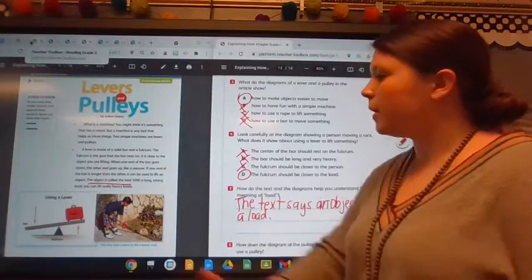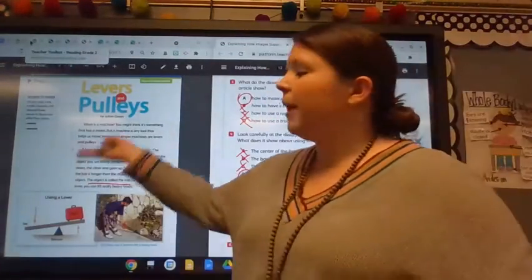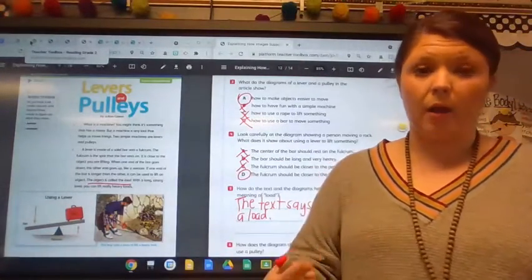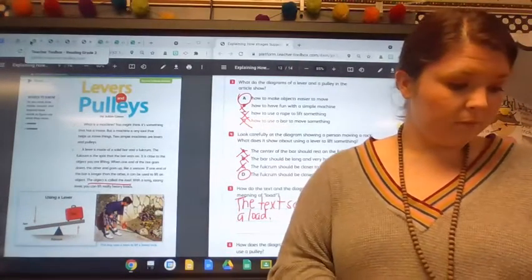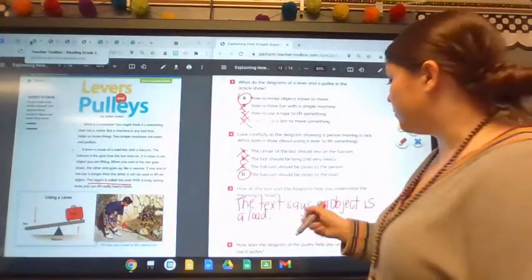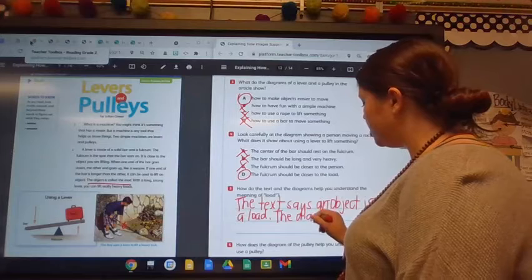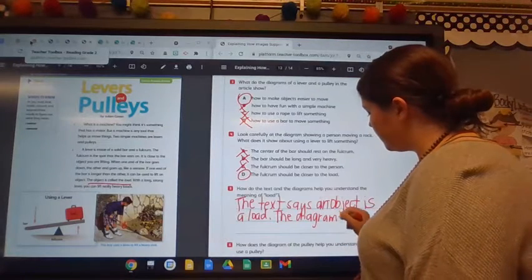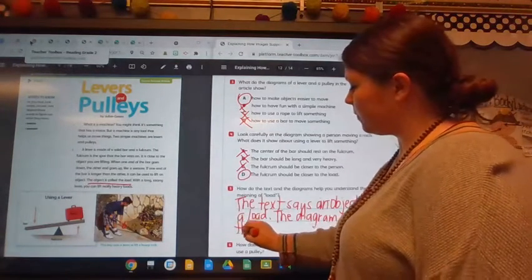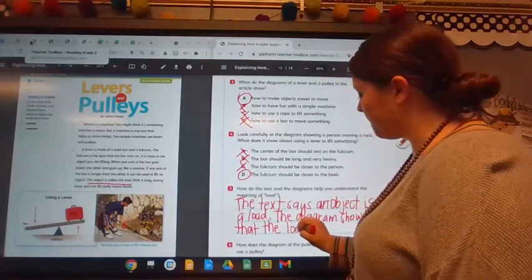Okay. Well, what do the diagrams show us about the load? We have the diagram here and then the diagram on page 305. What do they show us about a load? They show us that it's the thing that's being lifted, right? So the diagram shows us that the load is being lifted.